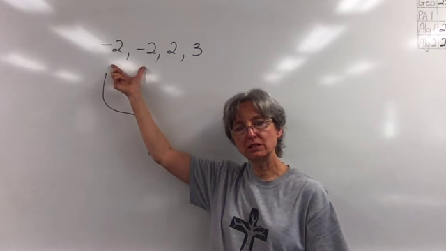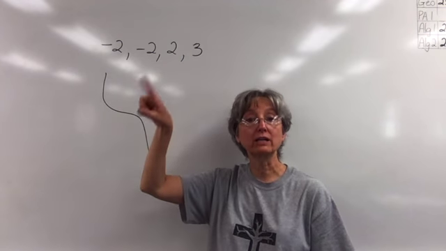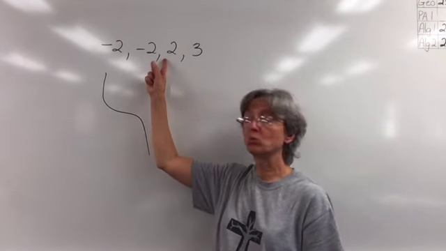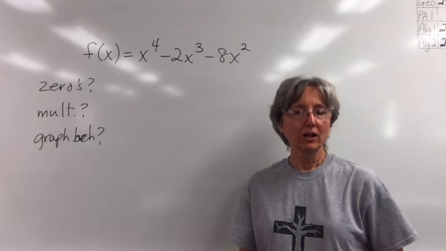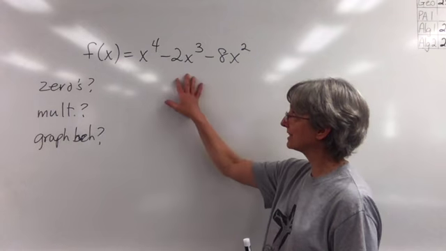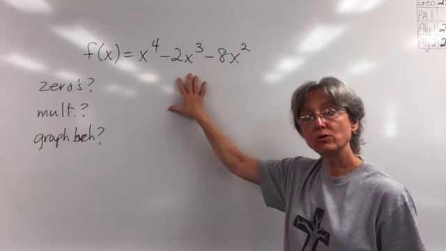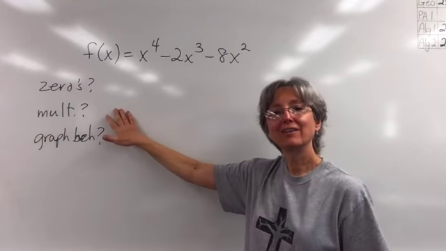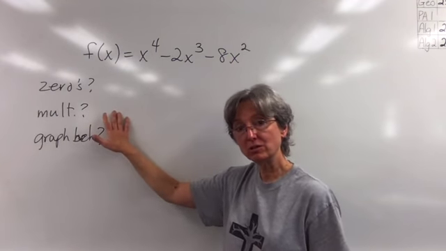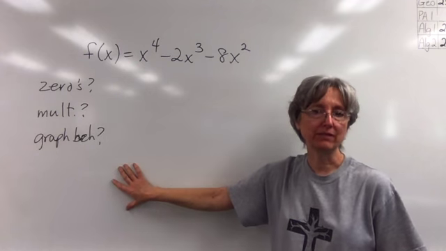If it's a multiplicity of 2, it behaves like a quadratic and it turns. If it's 1, it behaves like a line. It just goes straight through it. Okay, so you can get a question like this. What are the zeros of this polynomial function? What are the multiplicities of those zeros, and how does the graph behave at them?